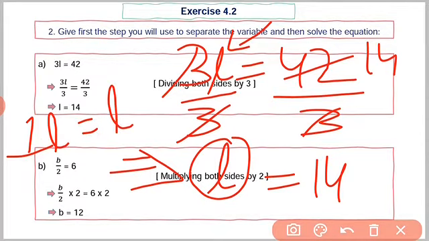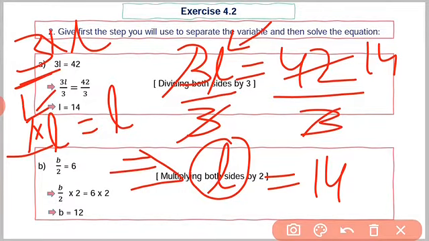As we know, 1L means L. It is understood, and there is multiplication sign between them. 3L means 3 multiply L. But we have to make variable separated. That is, there should not be any other number except 1.